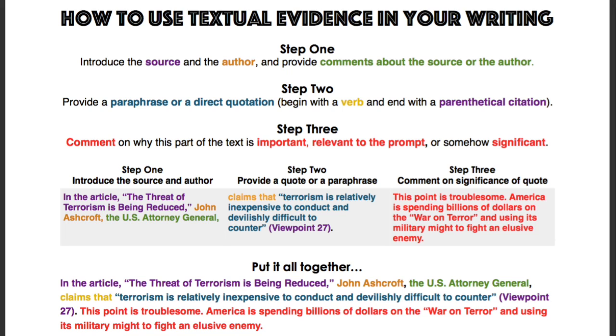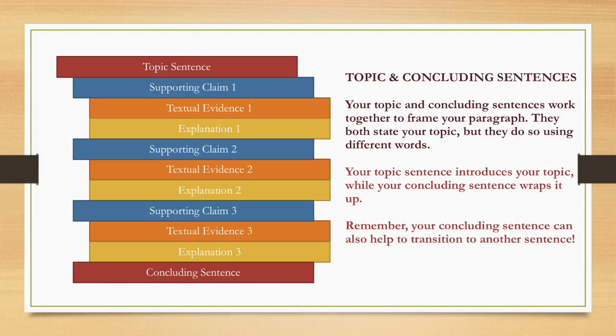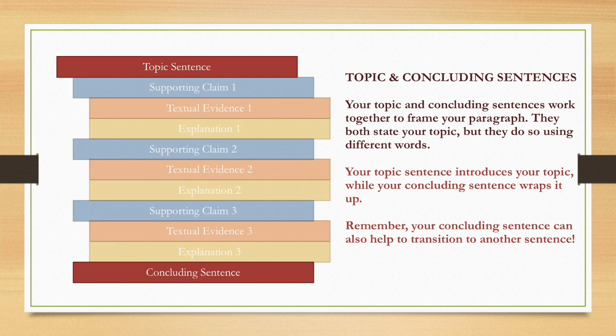If you weren't sure how to include textual evidence in your writing, or if you don't know what the heck I'm talking about when I refer to the 3-step process, here is the 3-step process. So please make sure you copy this into your notes. And then we have our topic and concluding sentences. So our topic sentence comes first, of course, and our concluding sentence comes last. But these 2 sentences work together to frame our paragraph. And they both state the topic, but they do so using different words. So the topic sentence introduces the topic, it introduces our claim, while the concluding sentence wraps it up. So remember, your concluding sentence can also help to transition to another paragraph.